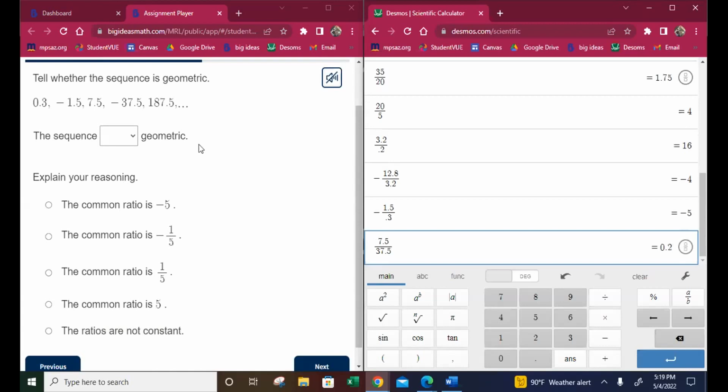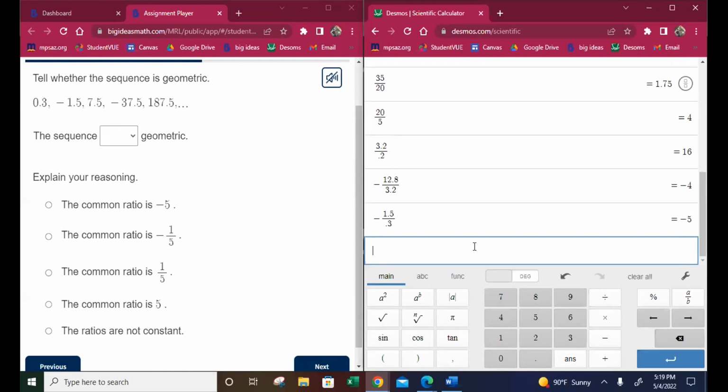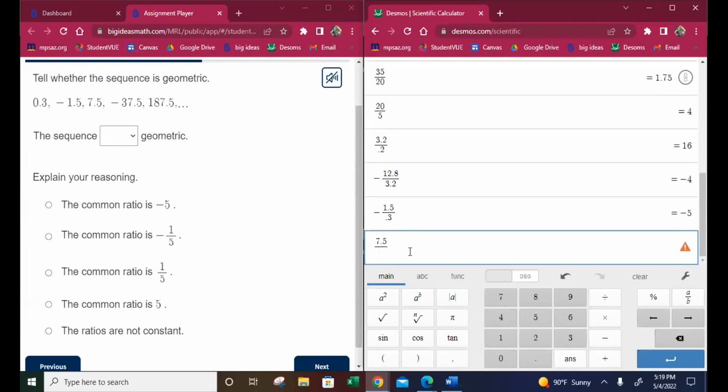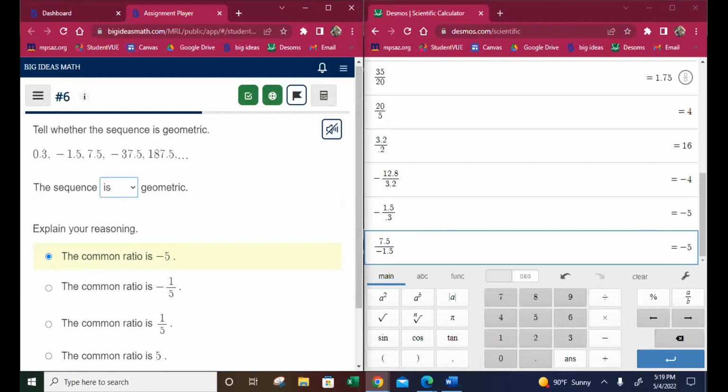Yep, you got to do the right divided by the left. So it's going to be 7.5 over minus 1.5. The first one is fine. And I know it's awkward because we're used to going left to right, but in this you got to go the other way. So now you can do that minus.